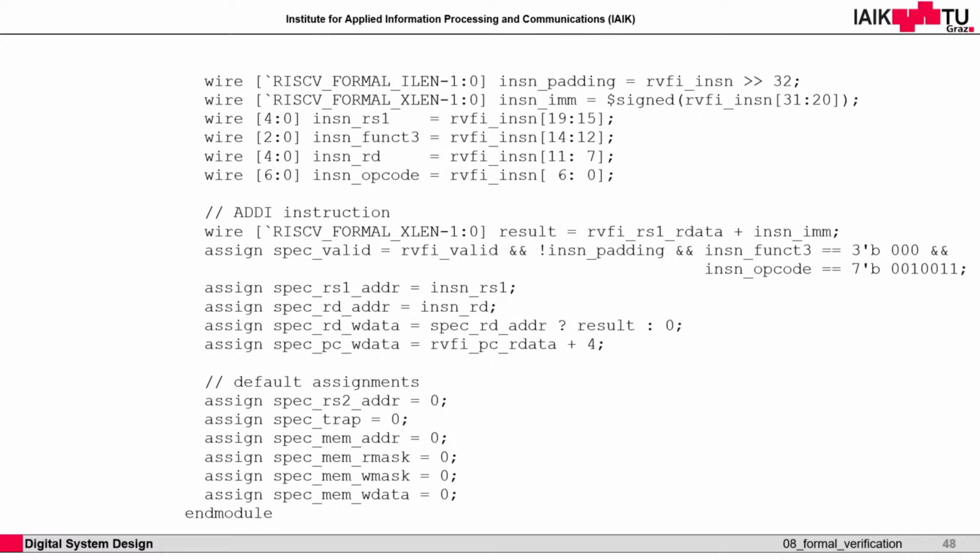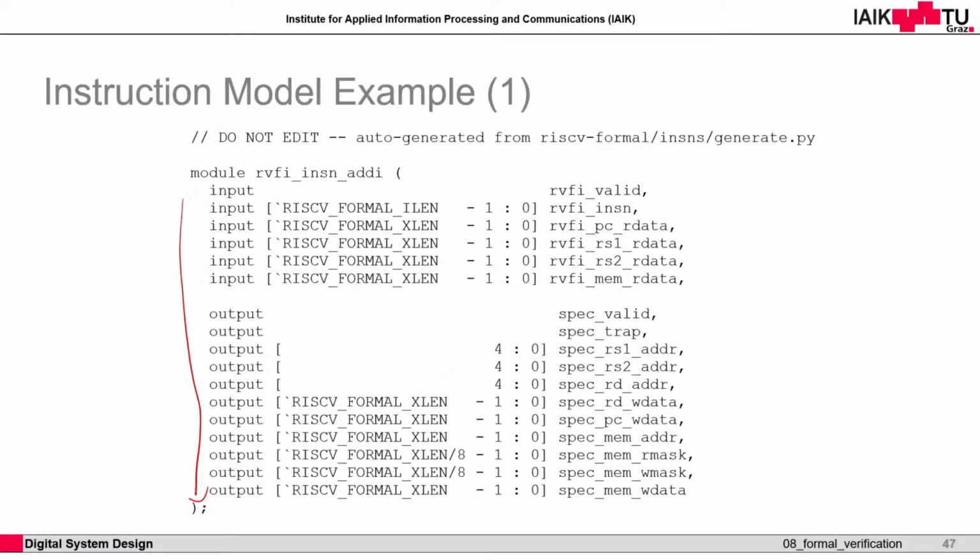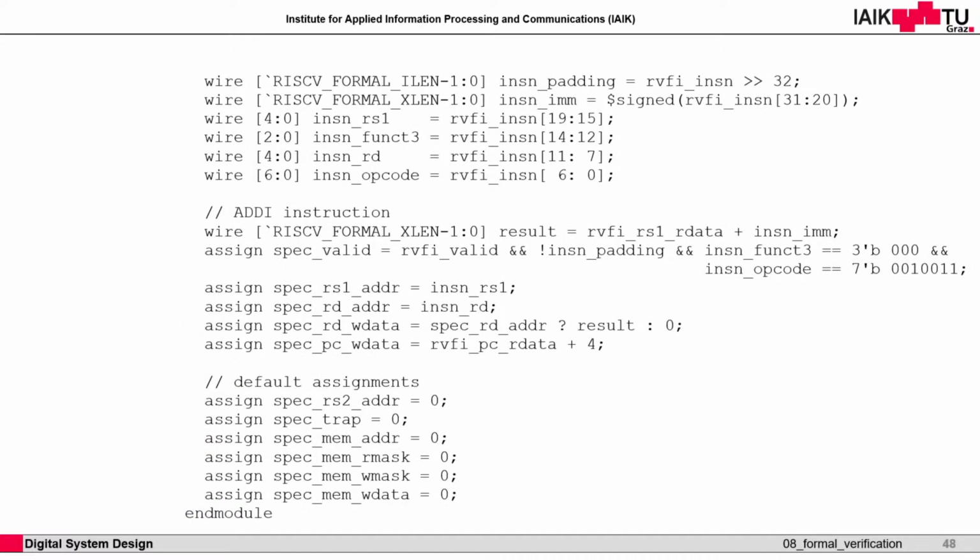And then we have the implementation of that. What's interesting here is that the specification of this instruction is completely written in Verilog. So you have the module interface, and then you have the internal implementation of the check. Internally we have different parts. The first part is basically the decode part, where we take the observed instruction and decode that to the internal signals. Then we have the behavior, like the result is the sum of the register and some immediate coming from the instruction, and so on.